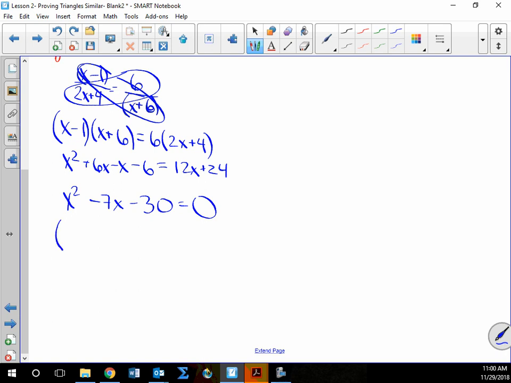What did you guys get this to factor into? X minus 10, X plus 3. Do we agree with Lainey? Yes. I agree. Okay. And so then we get x equals 10, x equals -3, but we have to check to see can we take one, both, or none.